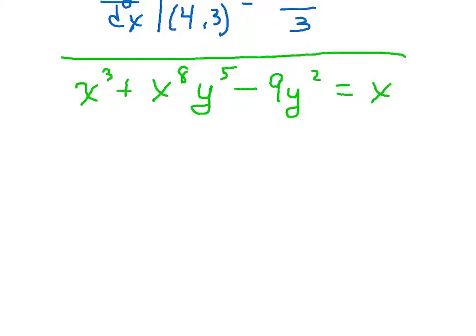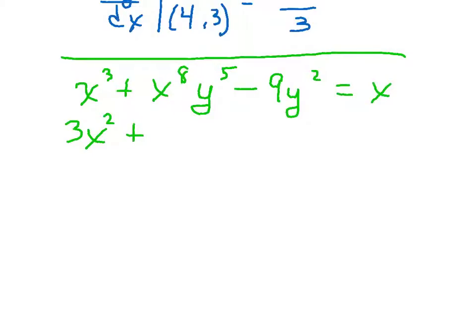What we're going to do is walk across this equation and take the derivative implicitly. And by implicitly, we simply mean that when we get to a y and we're differentiating it, we're going to attach dy/dx. Same thing will happen over here. So here goes. The derivative of x cubed is 3x squared. The derivative of x to the 8th times y to the 5th is a product, so we're going to have to use the product rule. x to the 8th is going to be our u, y to the 5th is going to be our v.